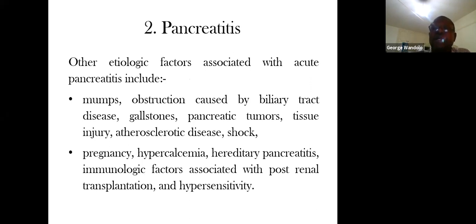The other etiological factors for acute pancreatitis are infections, which include viral infections, and then obstruction of the biliary tree, gallstones, pancreatic tumors, tissue injury, atherosclerotic disease, and maybe shock. So these are all associated with pancreatitis. Pregnancy, hypercalcemia, hereditary pancreatitis, and immunologic factors can also be seen in acute pancreatitis. Pregnancy and hypercalcemia, it's not hypercalcemia, it's hypocalcemia. So correct that one. We have decreased calcium in circulation, which could be caused by hypoparathyroidism.